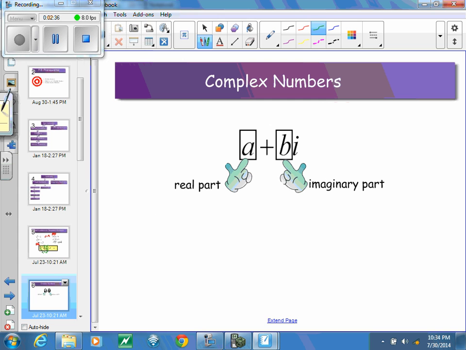So complex numbers here are the imaginary numbers, and what it is, it's taking a real number and an imaginary number and putting them together into the form of a plus bi. You have your real part, which is the a, and b is the imaginary. So if I have something like 5 plus 7i, the real part is 5, the imaginary part is 7. If I have 6 minus 3i, we've got the real part to be 6, the imaginary part to be negative 3.